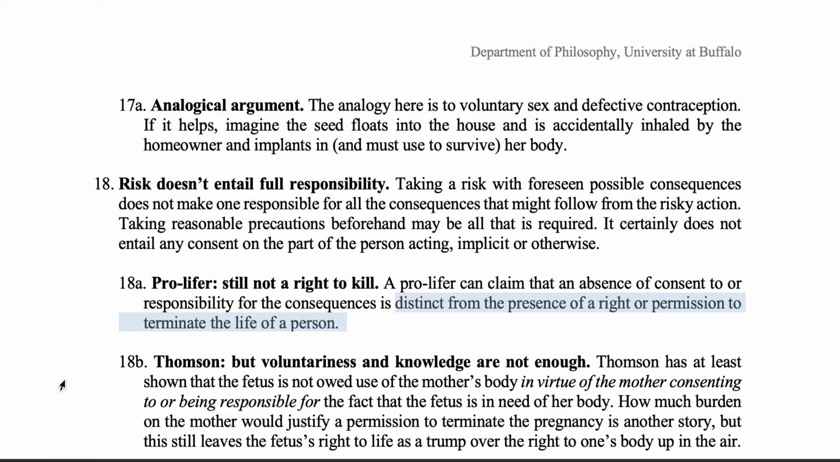But Thomson says, well, look, voluntarily engaging in this activity that you know might produce this risk, that's not enough. That's not enough to take away your right to your body. That's not enough to say that you are now obligated to give your body over to this human for 9 months. Okay, she's shown, she thinks, that at least the fetus doesn't have a claim on the mother's body, right? The fetus isn't owed the mother's body just because the mother voluntarily and knowingly engaged in an activity that possibly produces babies.